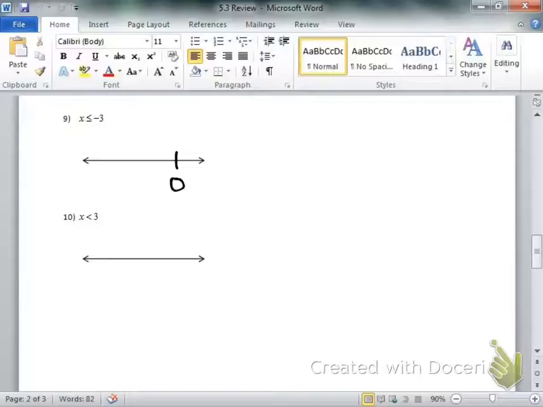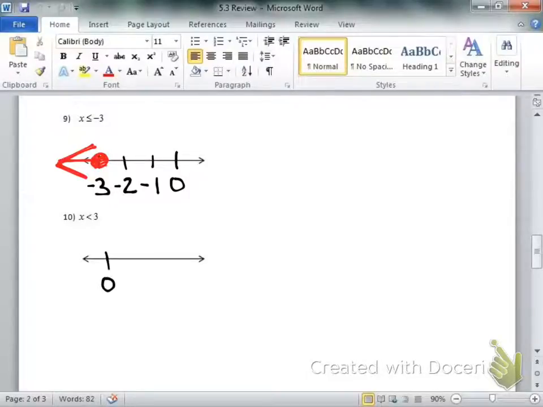I'll have 0. Then I'm going to the negatives, so those are to the left on the number line. I'm going to circle the -3. Fill it in or leave it open? Fill it in. It is an or equal to, so you want to fill it in. And then it's less than, so we want to go to the left. Questions?